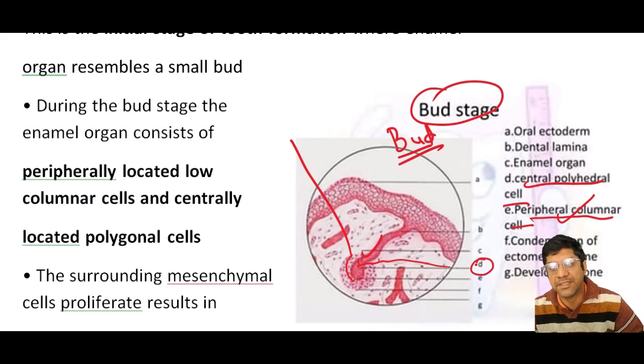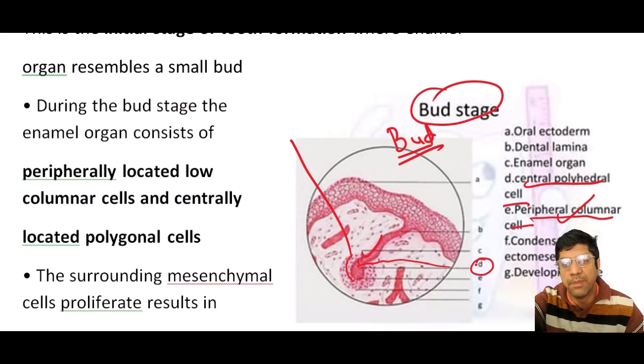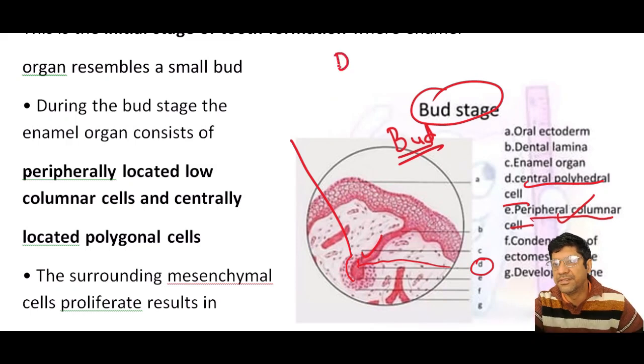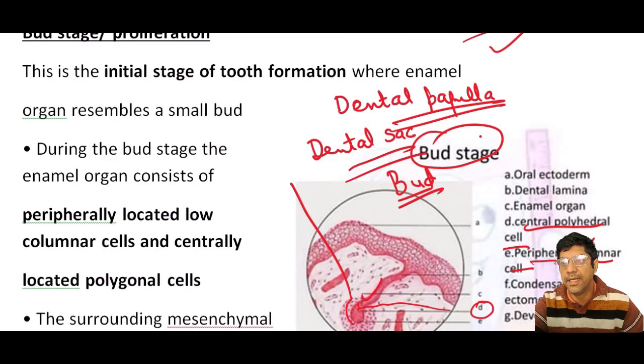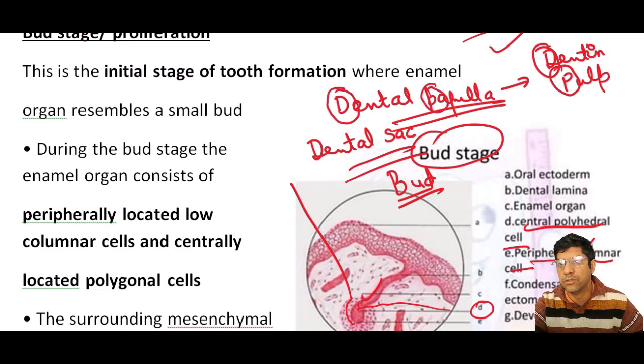So the mesenchymal cells that surround the developing enamel organ begin to proliferate. They multiply rapidly. As a result of that proliferation, these cells condense or come closer into two specific areas. The first is the dental papilla, and other is the dental sac. So the dental papilla will give rise to dentine and pulp. You can remember this mnemonic by D and P. D stands for dentine and P stands for the pulp.